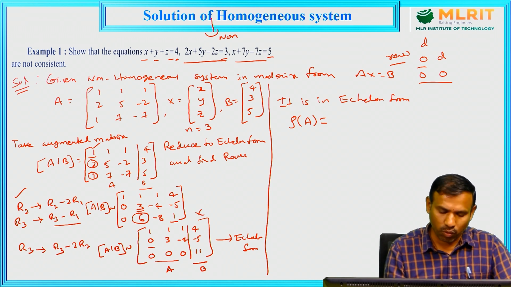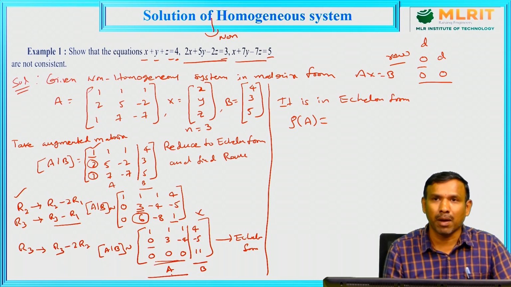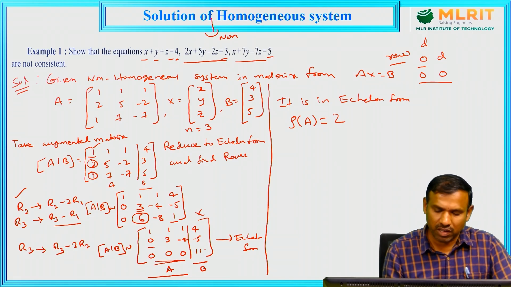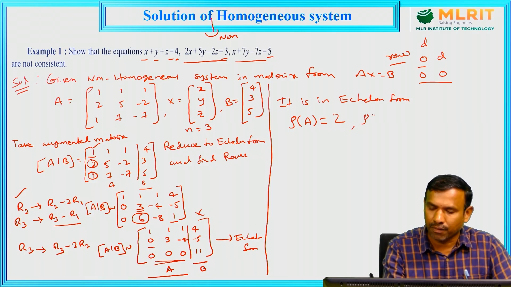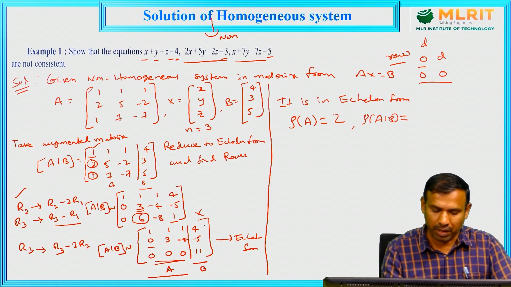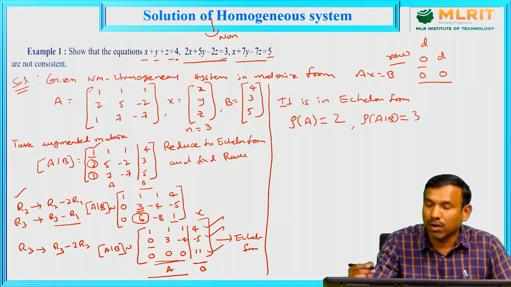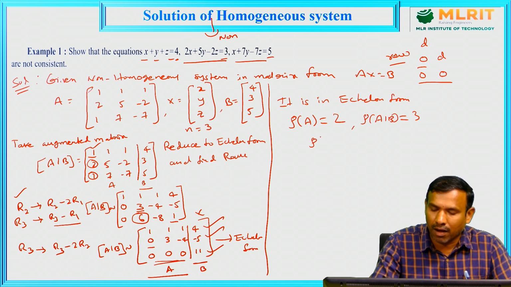How many non-zero rows? 2 non-zero rows. The last row is a zero row. So if you consider only A, the rank of the matrix is the number of non-zero rows in the echelon form. So the rank of A is equal to 2. Suppose you consider the whole matrix, that is A|B. The number of non-zero rows will give the rank. This is a non-zero row, this is a non-zero row, this is a non-zero row. 3 non-zero rows. Now it is clear that the rank of A is not equal to the rank of A|B.